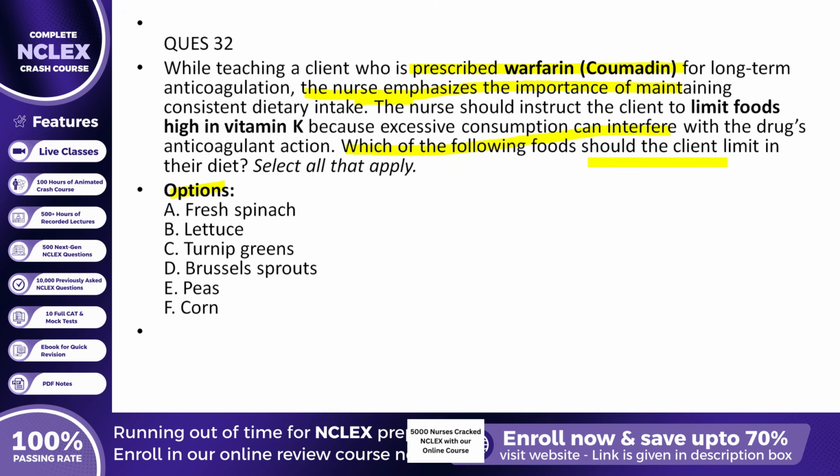The options provided are A. Fresh spinach, B. Lettuce, C. Turnip greens, D. Brussels sprouts, E. Peas, and F. Corn. The correct answers are A, B, C, and D. Fresh spinach, lettuce, turnip greens, and Brussels sprouts. Now, let us understand the scientific reasoning behind this.